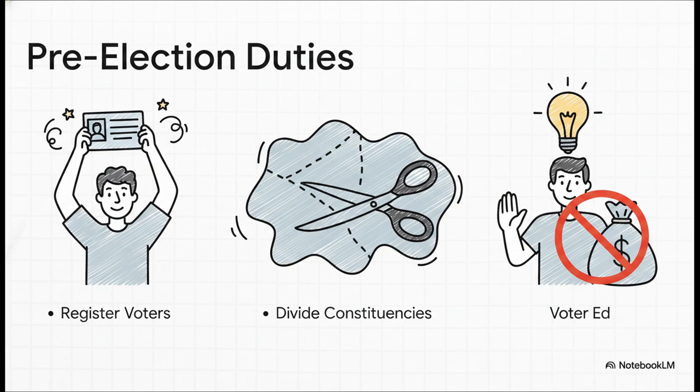Second, dividing constituencies. It's like a giant puzzle. They map out and divide the country into specific voting districts so every single area gets fair representation. And third, voter education. They're actively out there teaching citizens their civic rights, showing them exactly how to cast their ballots, and crucially, explaining why no one should ever sell their vote.